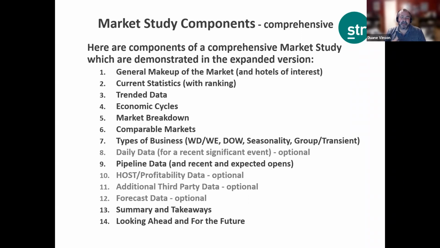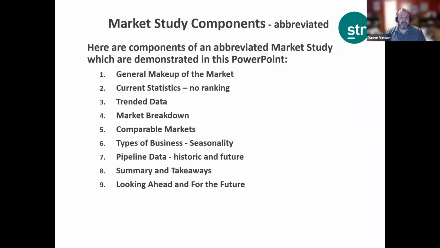Pipeline data, talking about hotel development. And those next three, host or profitability, that, of course, is talking about revenues and expenses, operating ratios for hotels within the market. Additional third-party data, we're going to talk about that. Forecasted data, that could be an option. And then, of course, the last two would be included in all versions, summary and takeaways, and then, again, looking ahead and to the future.